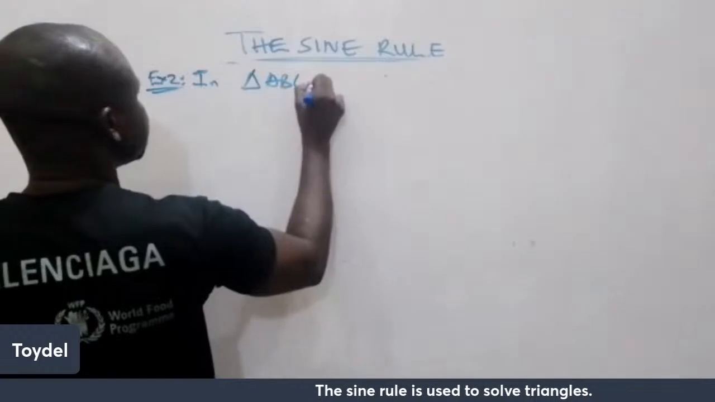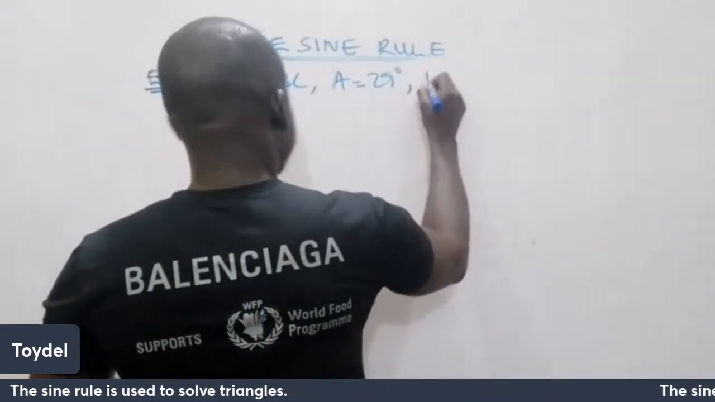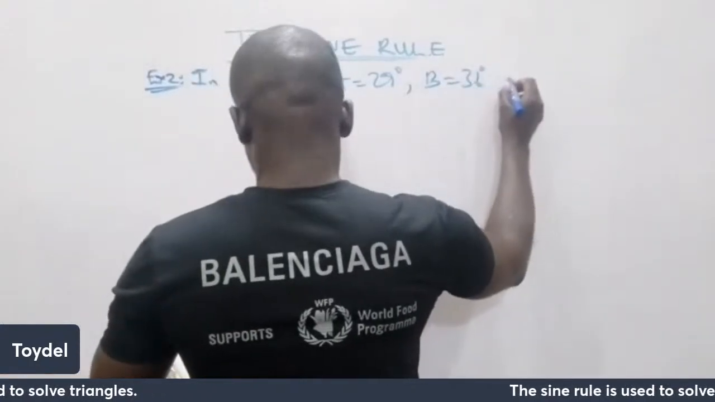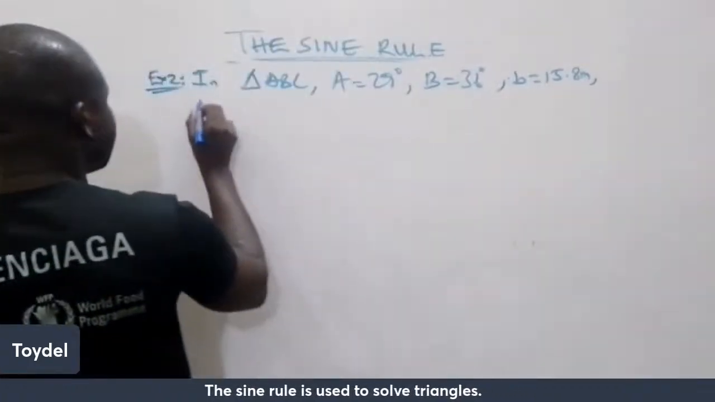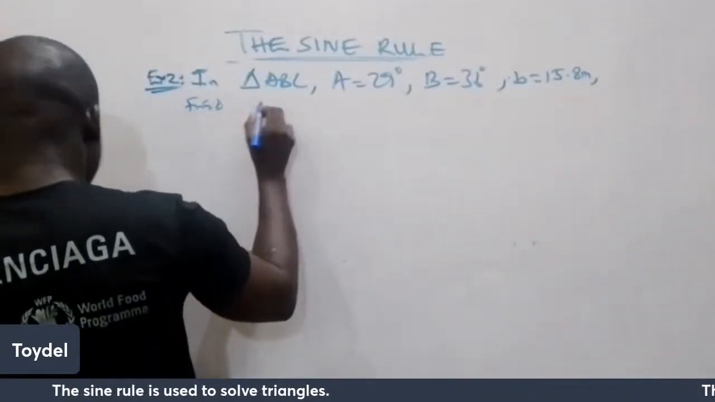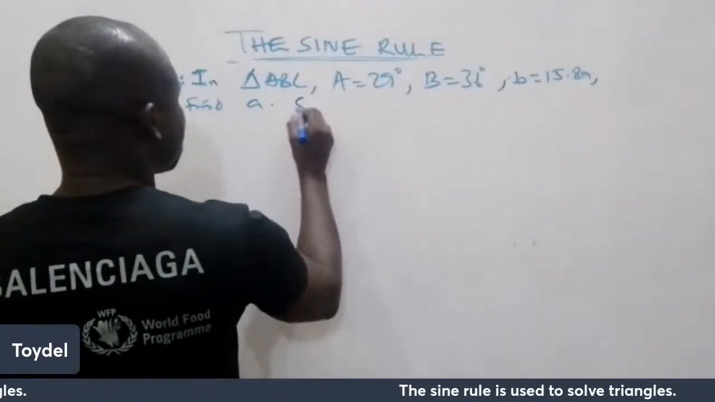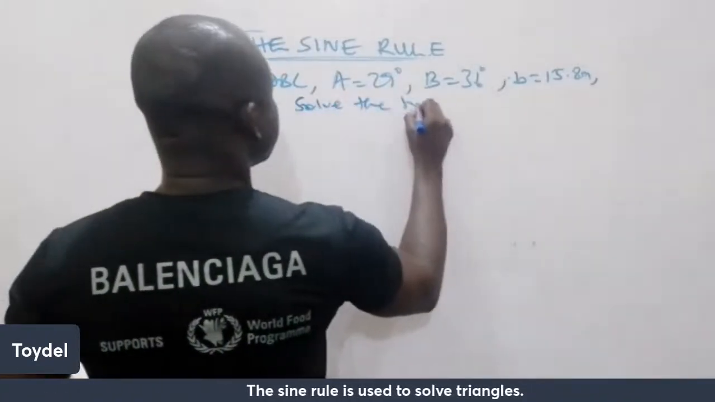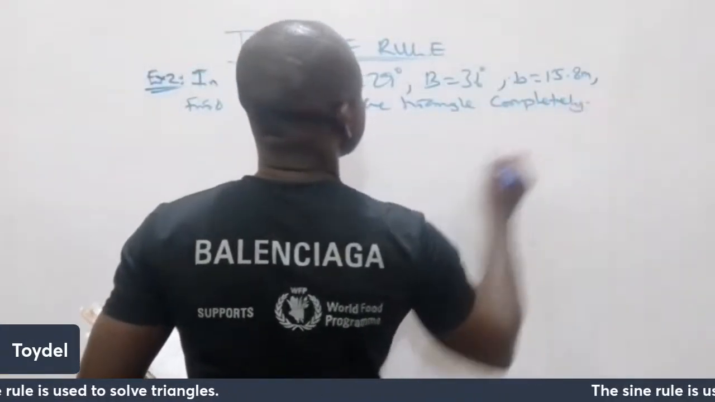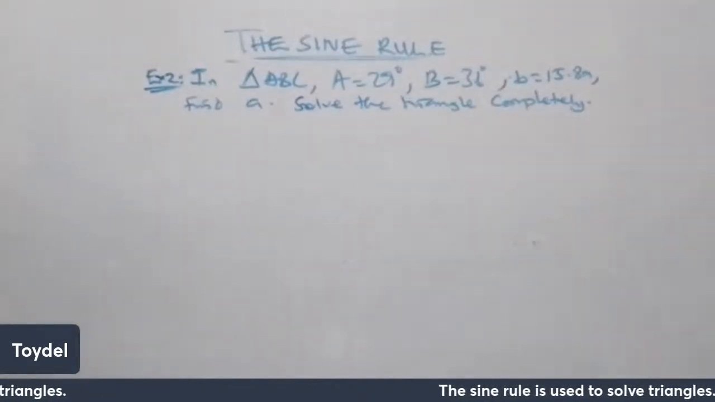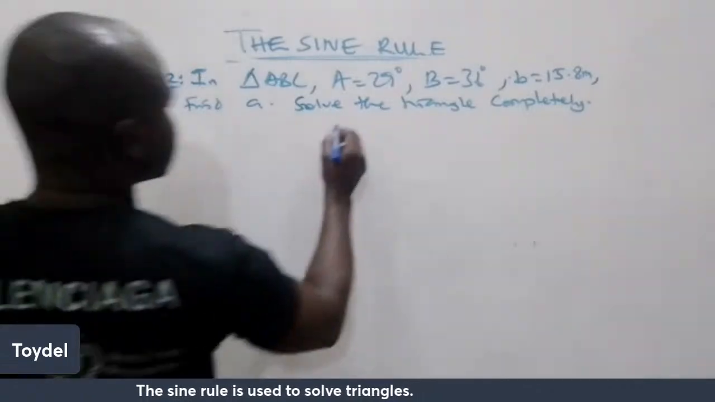triangle ABC, we are given angle A to be 29 degrees. Then we are given angle B to be 36 degrees, and side b to be 15.8 meters. The question now says, find a. That is, we should find side a. Then solve the triangle completely. Solve the triangle completely simply means we should find all the three sides and all the three angles in the triangle. Okay, solution.